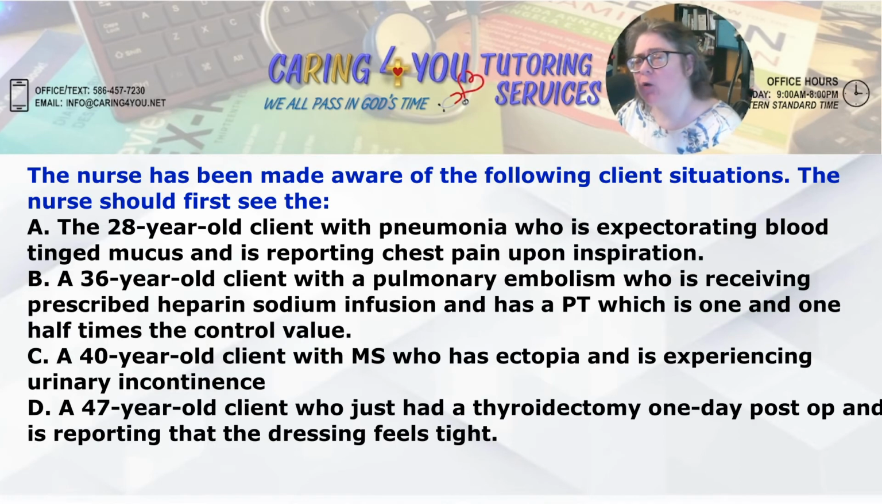So now let's take all that I have talked about with stable versus unstable and use that in a question. Let's look at this question. The nurse has been made aware of the following client situations. The nurse should first see the client: A, the 28-year-old client with pneumonia who is expectorating blood-tinged mucus and is reporting chest pain upon inspiration. B, a 36-year-old client with a pulmonary emboli who is receiving prescribed heparin sodium infusion and has a PT which is 1.5 times the control value.